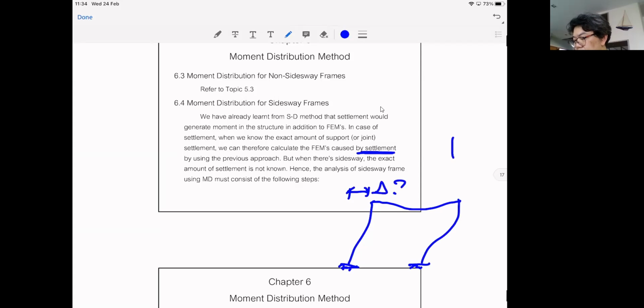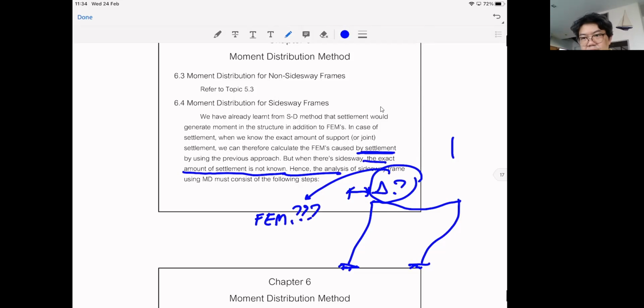But in moment distribution, you are starting everything with fixed moment. So when you don't know this, the formula that we just used for the calculation of the fixed end moment due to the movement of the joint becomes useless. Because we don't know the exact amount of settlement, we can't calculate the fixed end moment. So we need one little extra step to allow us to solve the problem of side sway.